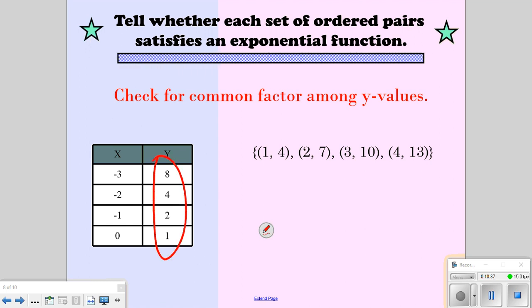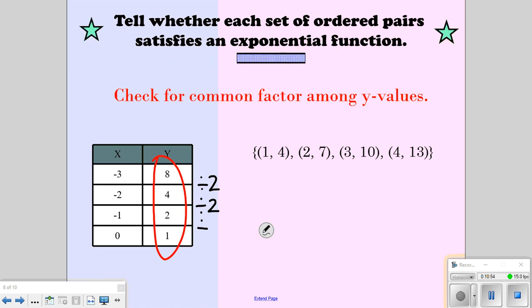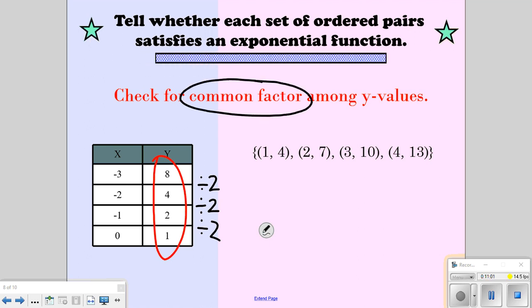Now, I am noticing that this pattern, to go from 8 to 4, I could divide by 2. To go from 4 to 2, I could divide by 2. To go from 2 to 1, I could divide by 2. Because I have a common factor, which is that I'm dividing by 2 every single time, that means that this is an exponential function. So we would say this is exponential.